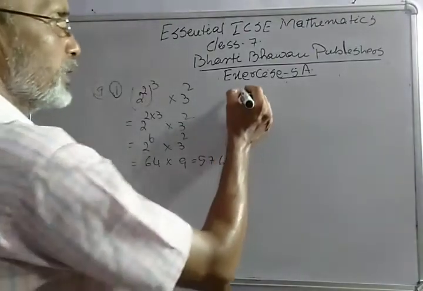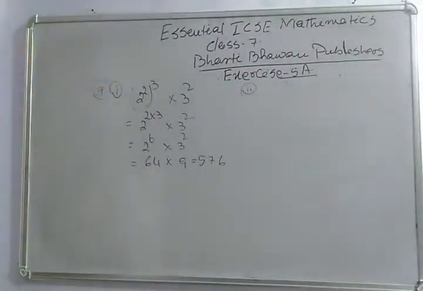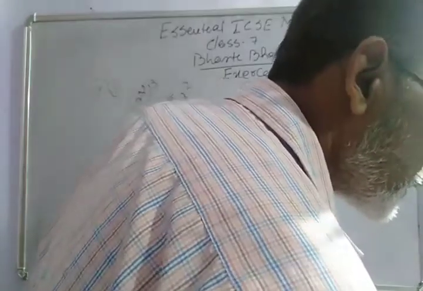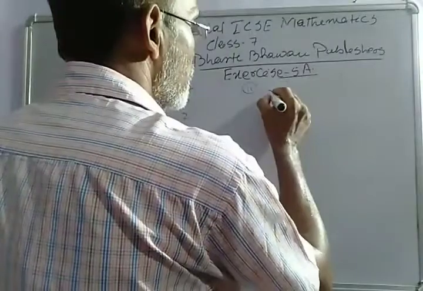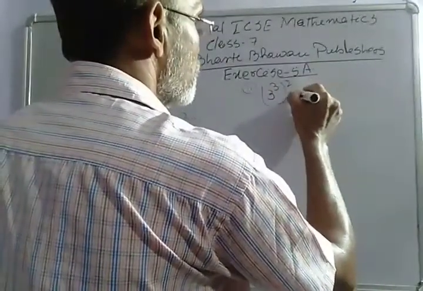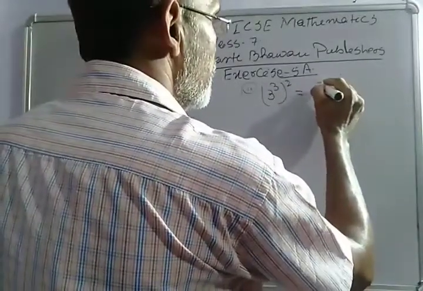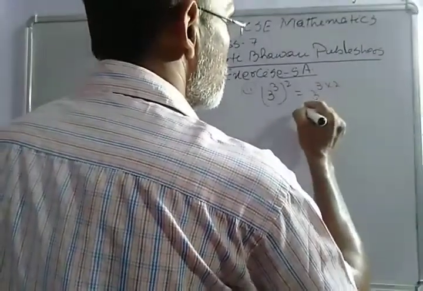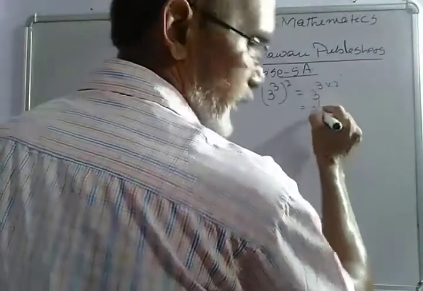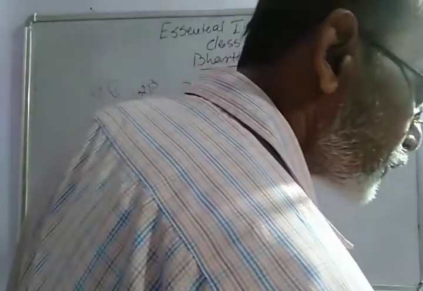Then 9 bit 2. Bit 2 is (3 to the power 3) whole to the power 2. So this is equal to 3 to the power 3 into 2. So this is equal to 3 to the power 6. Sorry.